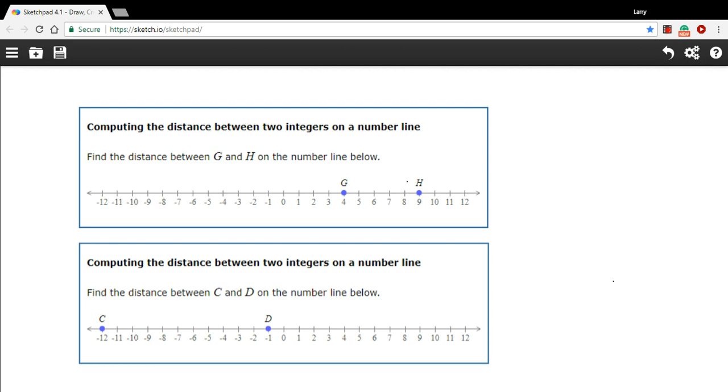You can also just do some addition or subtraction in your head. You could say, I'm at 4. What do I need to add to 4 to get to 9? The answer would be 5. Sometimes that gets a little more confusing with the negative numbers.